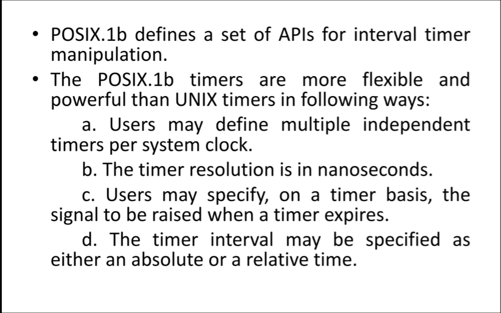And the timer interval may be specified as either an absolute or relative time. That means using the timer I can specify the interval as a fixed value. Absolute value means the interval can be specified as a fixed value, or else I can set the relative time. Relative time means changes to the time. You can specify the changes in time also. That is the relative time. Absolute value means time is fixed. So you can specify both absolute and relative time in POSIX.1b timers.